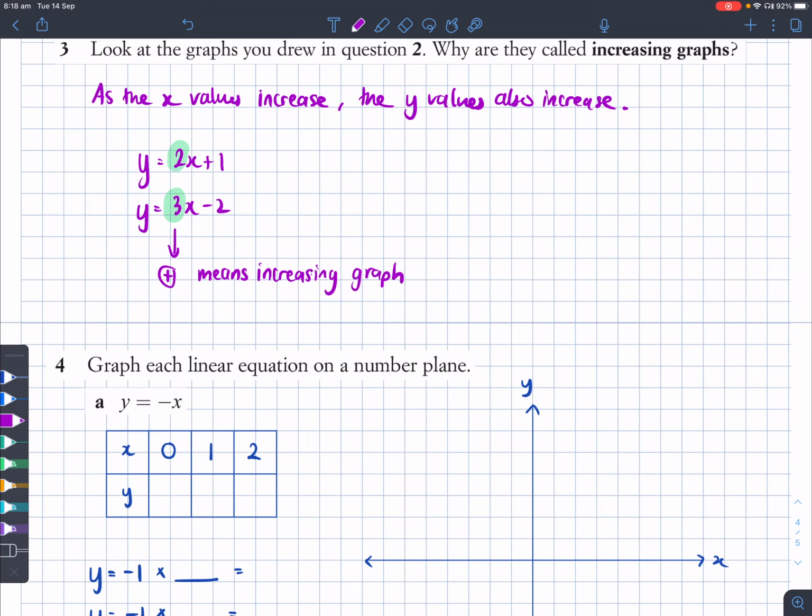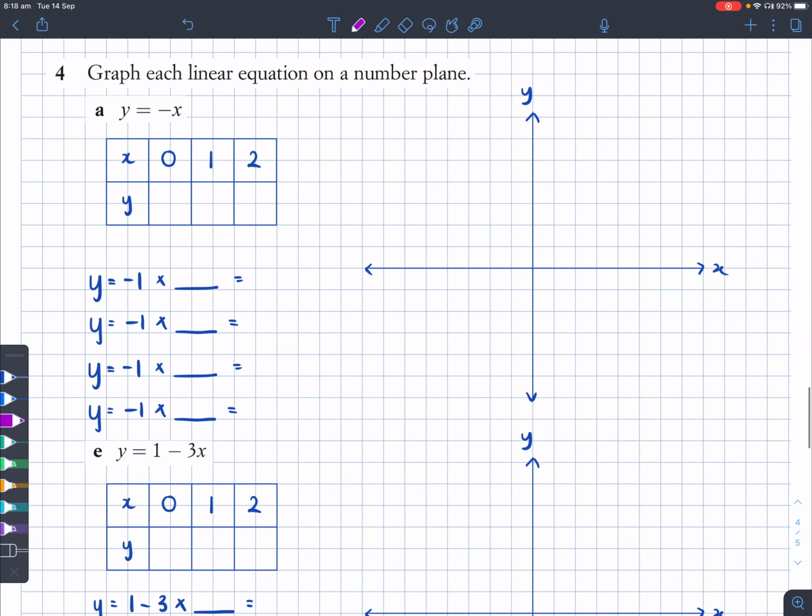All right, let's have a look at question 4. Graph each linear equation on a number plane. So this time we've got 4a being y equals minus x. Y equals minus x just means the same thing as y equals minus 1 times x.